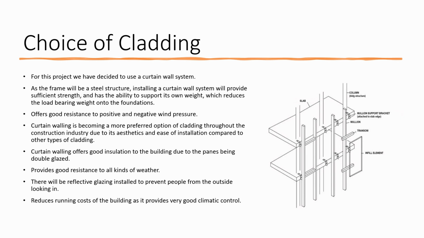Curtain walling is becoming a more preferred option of cladding throughout the construction industry due to its aesthetics and ease of installation compared to other types of cladding. Curtain walling offers good insulation to the building due to the panes being double glazed. It provides good resistance to all kinds of weather. There will be a reflective glazing installed to prevent people from the outside looking in. It also reduces running costs of the building as it provides a very good climatic control.